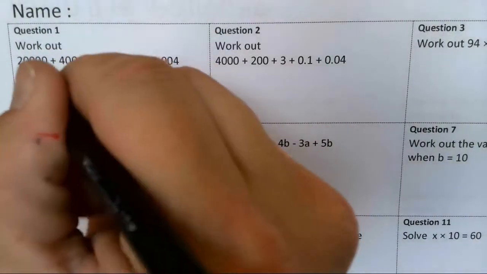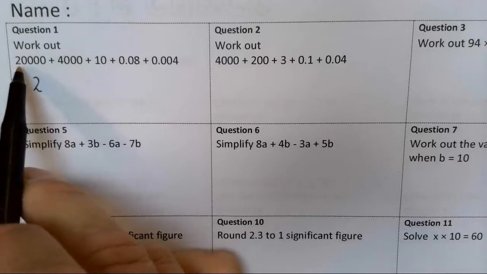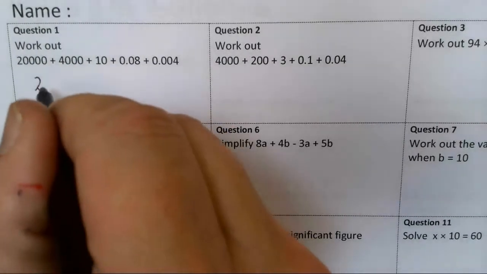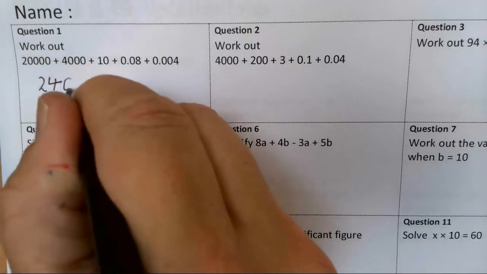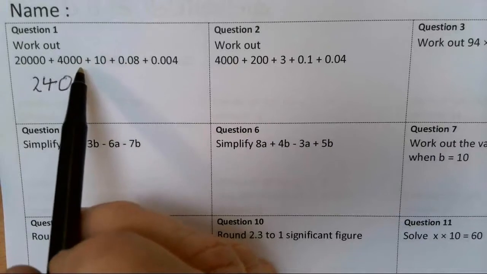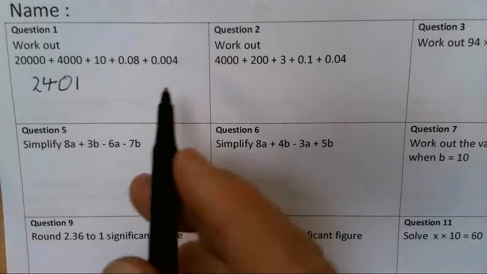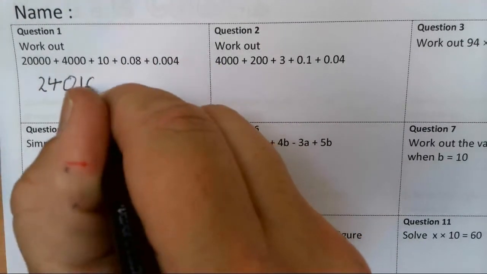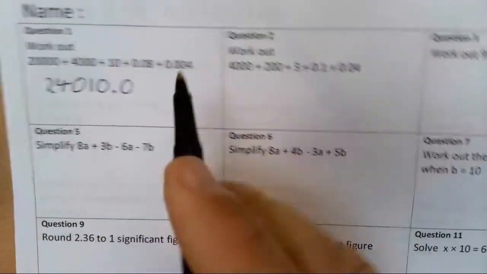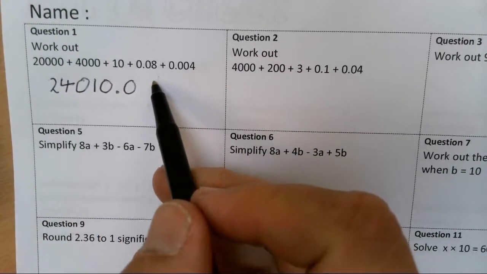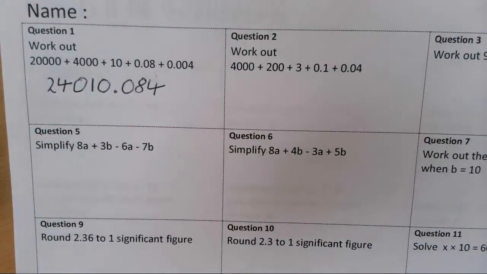Right, I've got 20,000. And then that's the 10,000s column. This is the thousands column, so I can use 4,000. There's nothing in the hundreds column, so there's going to be a 0. There's a 10, so that's going to be in the tens column. And then there's nothing in the units column, so that's going to be a 0. There's nothing in the tenths column, so that's going to be a 0. There's 8 100ths, so that's going to be an 8. And there's 4 1,000ths. There's your number.